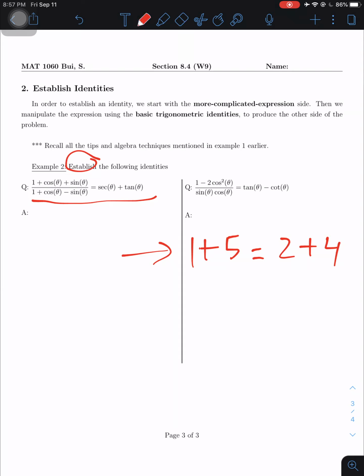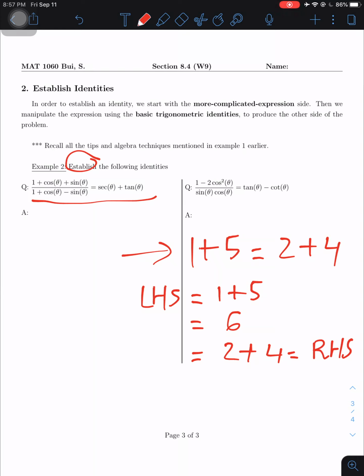So for me, I'm gonna pick the left hand side equals 1 plus 5, and I know that 1 plus 5 in here equals 6. And because 6 can be split into 2 and 4, I'm gonna split them into 2 and 4, which is the right hand side. And this is how I officially prove, or establish, this identity.